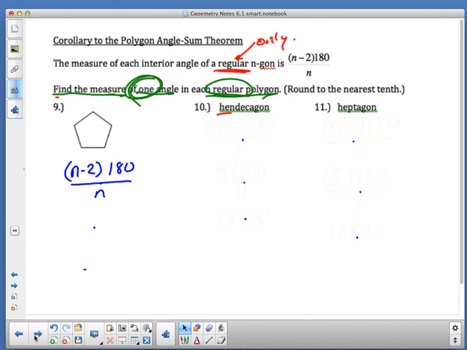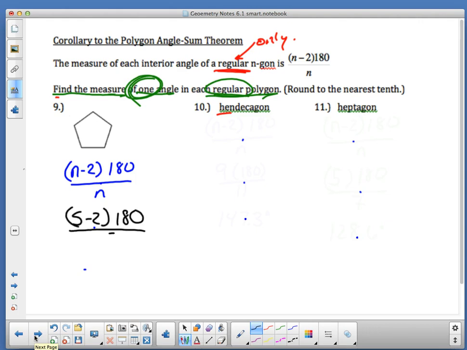We are finding the measure of one interior angle. Okay? Must know what you're finding when you use it. Otherwise, you'll do it incorrectly, and that's not pretty. So 5 minus 2 times 180, that's 3 times 180, it's 540, divided by 5, 540 divided by 5, 108 degrees. It's a 108-degree angle. That means one angle is 108 degrees, one interior angle.